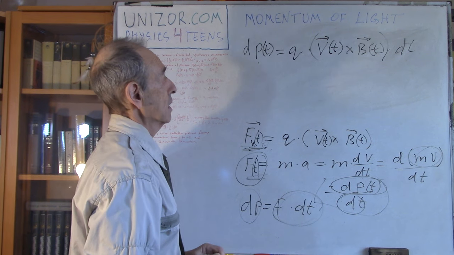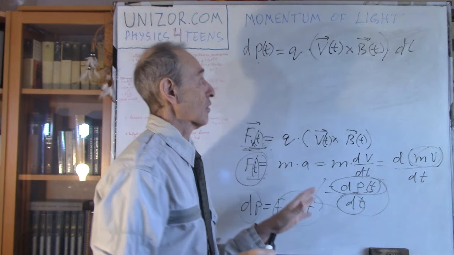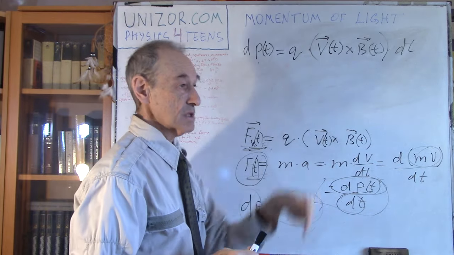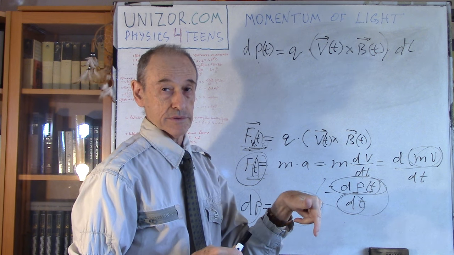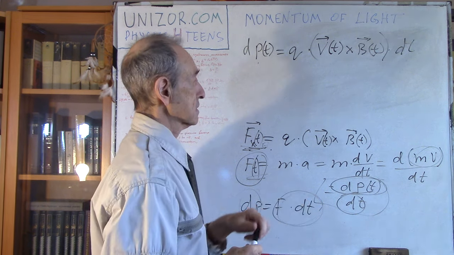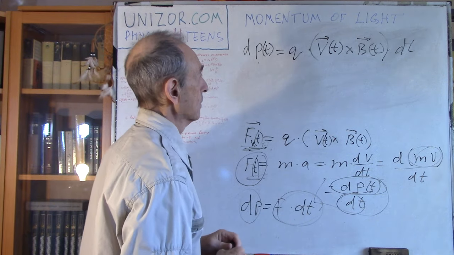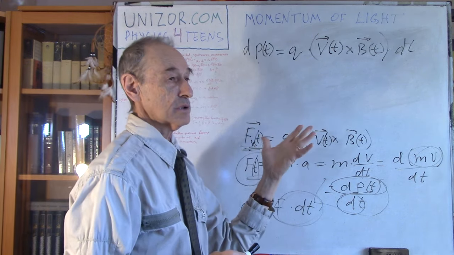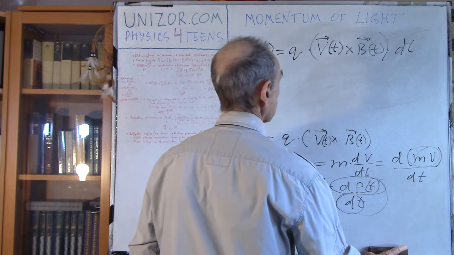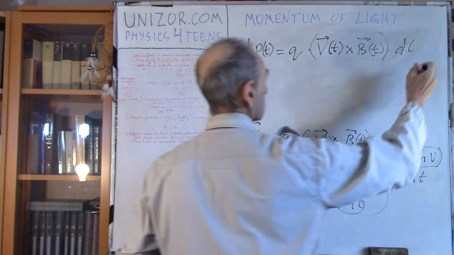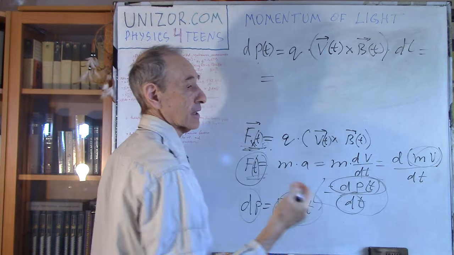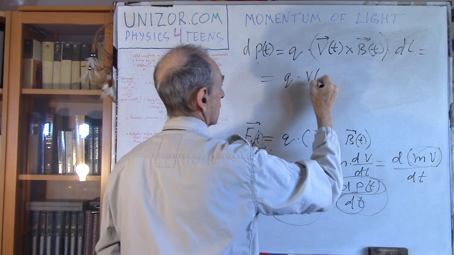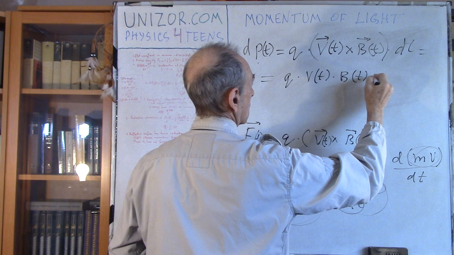Okay, fine. Now let's talk about this again in a simpler format. What is the vector product of v times B? Since they are perpendicular to each other, v is directed along the y-axis, along the electric component E. B is directed along the z-axis, right? So they're perpendicular to each other, which means the vector product can be replaced by a plain product, because the sine of the angle between them is equal to 1. So that's basically q times v(t) times B(t) times dt.